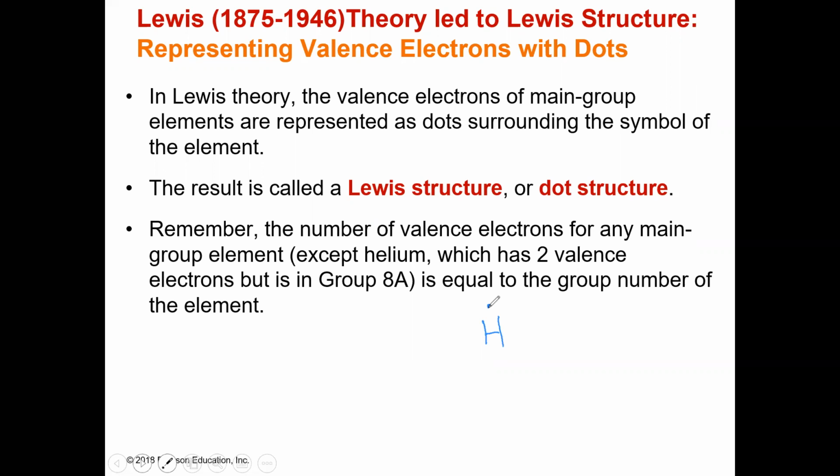We have to remember that the number of valence electrons from any main group element, aside from helium, which has 2 valence electrons but is in group 8A, will be equal to the group number of the element. So for example, oxygen, if we look at the periodic table, is located in group 6A. Therefore, we know that oxygen by itself has 6 valence electrons.